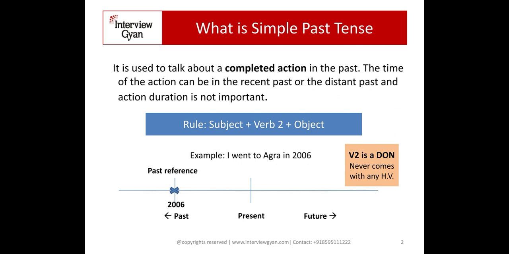Reference means where the action happened. That point where the action happened. So in this case, 2006 is the reference. I went to Agra in 2006 means the action was on the reference. So the action happened in 2006. Alright, let's understand this with some more examples, guys.